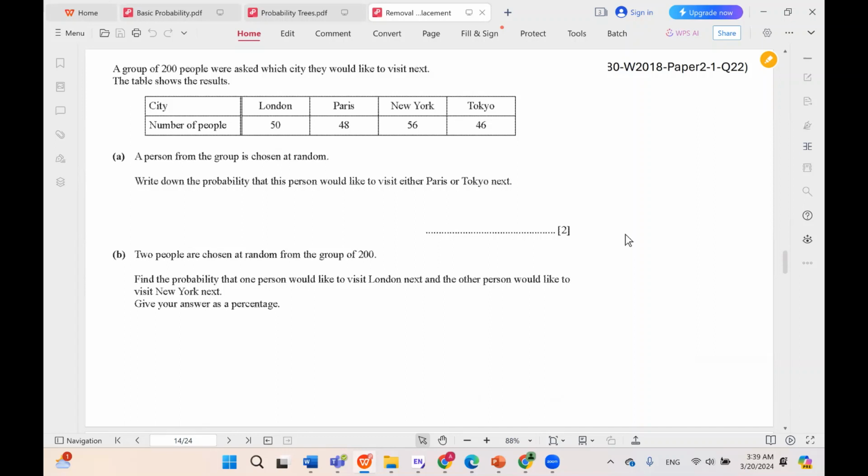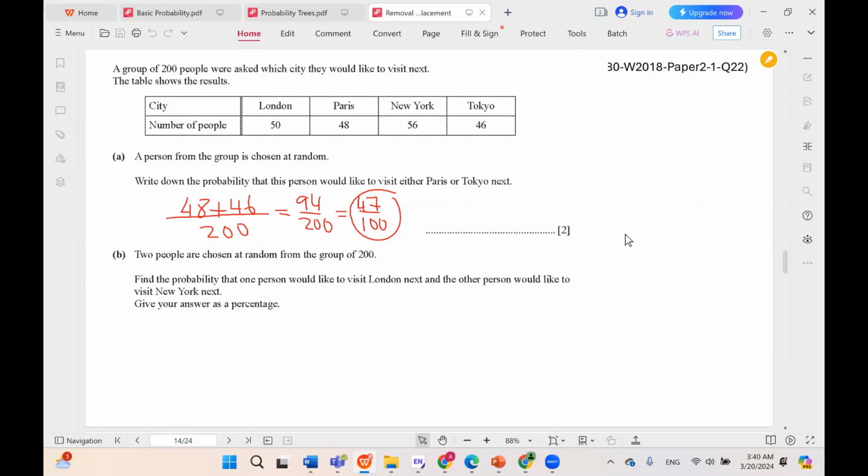A group of 200 people were asked which city they would like to visit next. The table shows the results. A person from the group is chosen at random. Write down the probability that this person would like to visit either Paris or Tokyo next. So the probability would simply be 48 plus 46 divided by the total, which is 200. So 48 plus 46 gives us 94. So 94 over 200 is the correct answer here. Of course, 94 over 200 is the same as 47 over 100. So this is the simplified version.